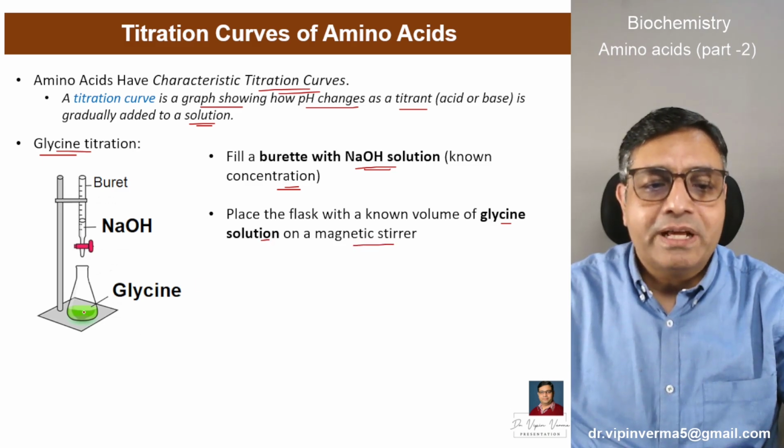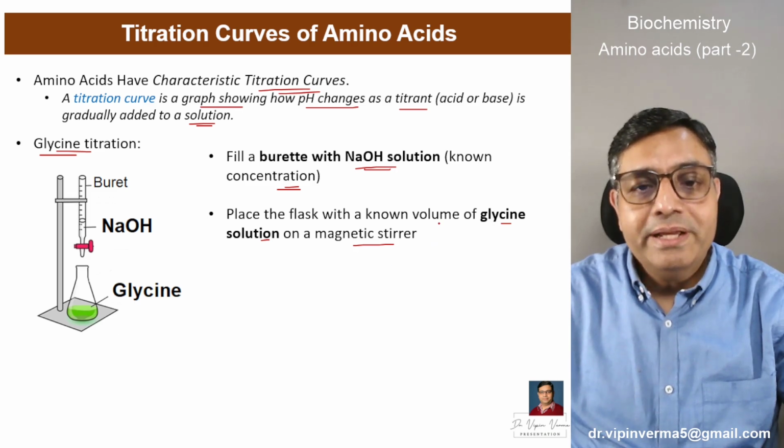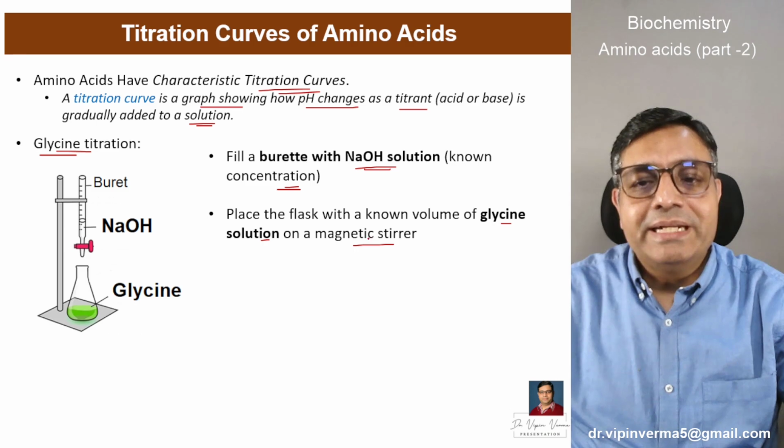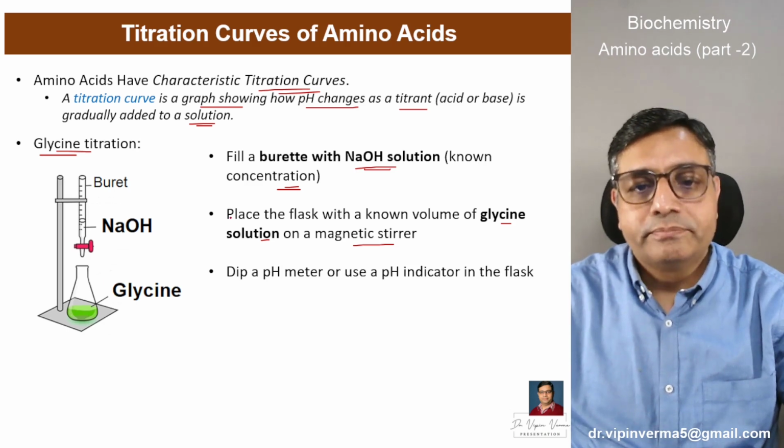So here this is the flask with the glycine solution, and you know what the volume is, and then you put it on the magnetic stirrer. Why a magnetic stirrer? Because the magnetic stirrer will uniformly mix the solution when we add the NaOH.